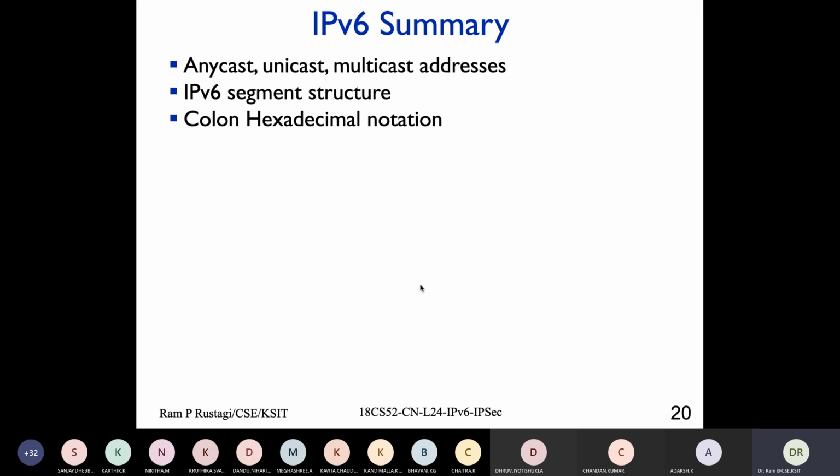And the address notation used is called colon hexadecimal notation. That means each 2 bytes are written in hex format separated by a colon, which is different from IPv4, which is DDN, dotted decimal notation. Then we discussed 3 transition strategies.